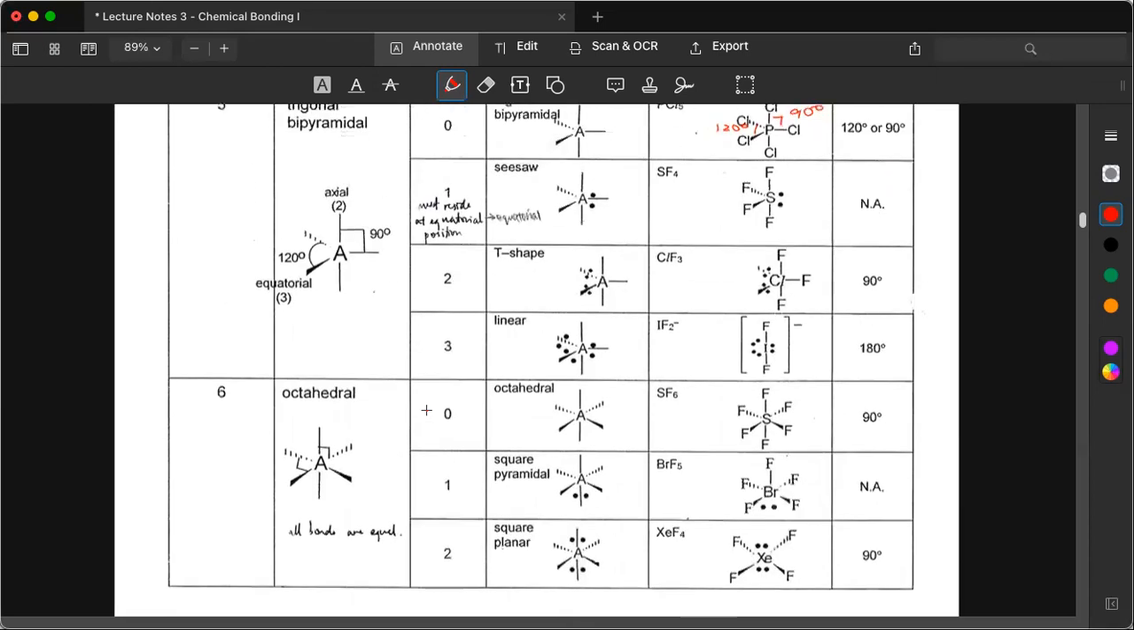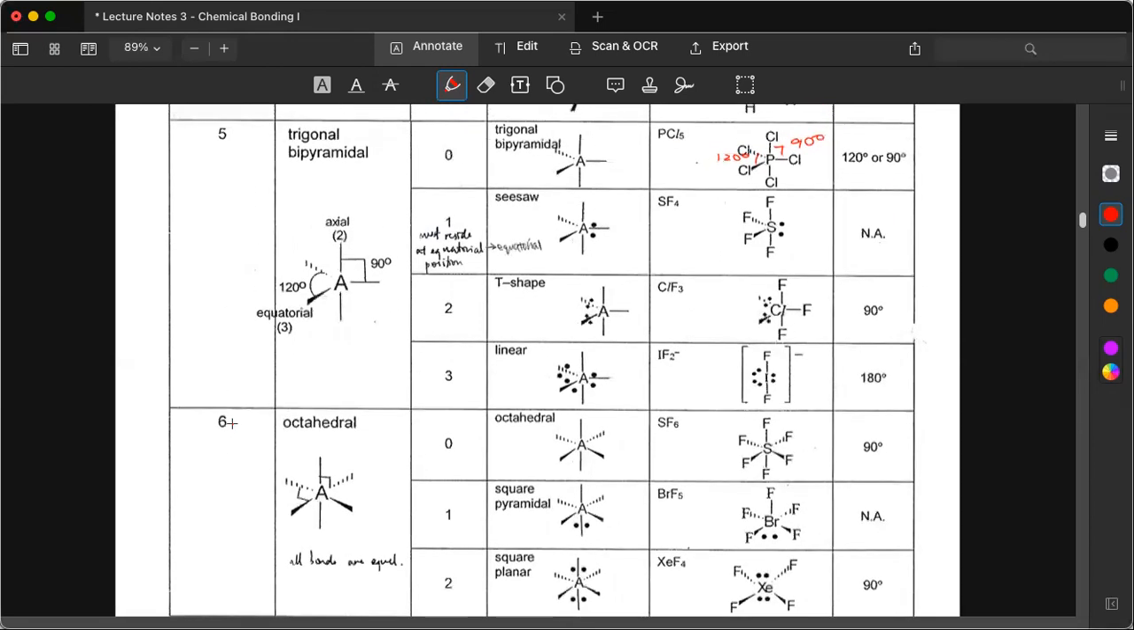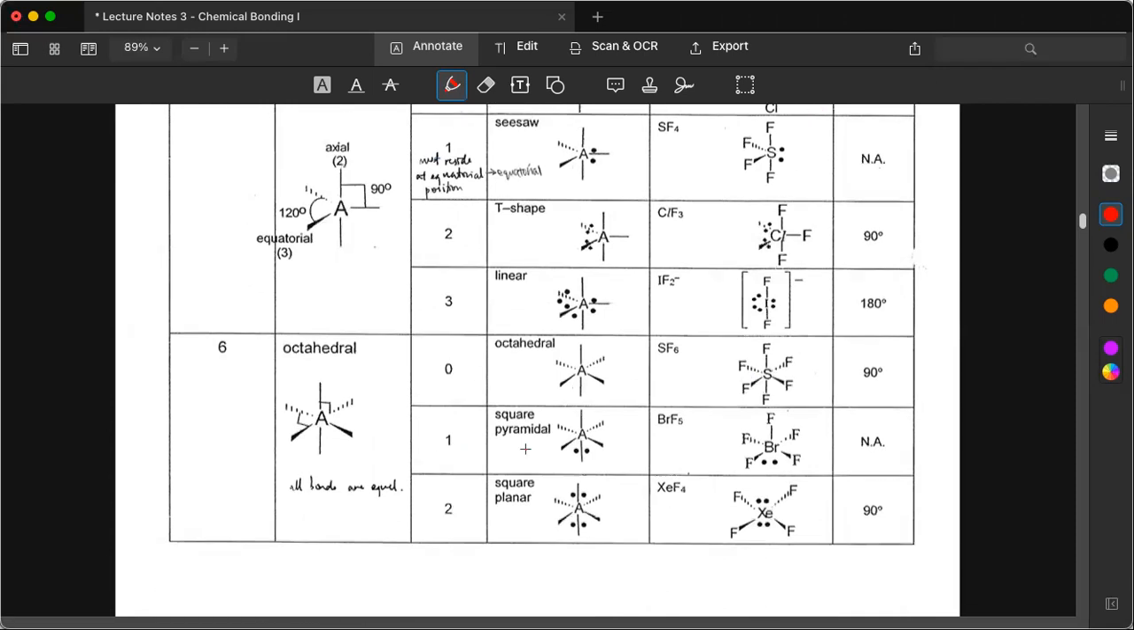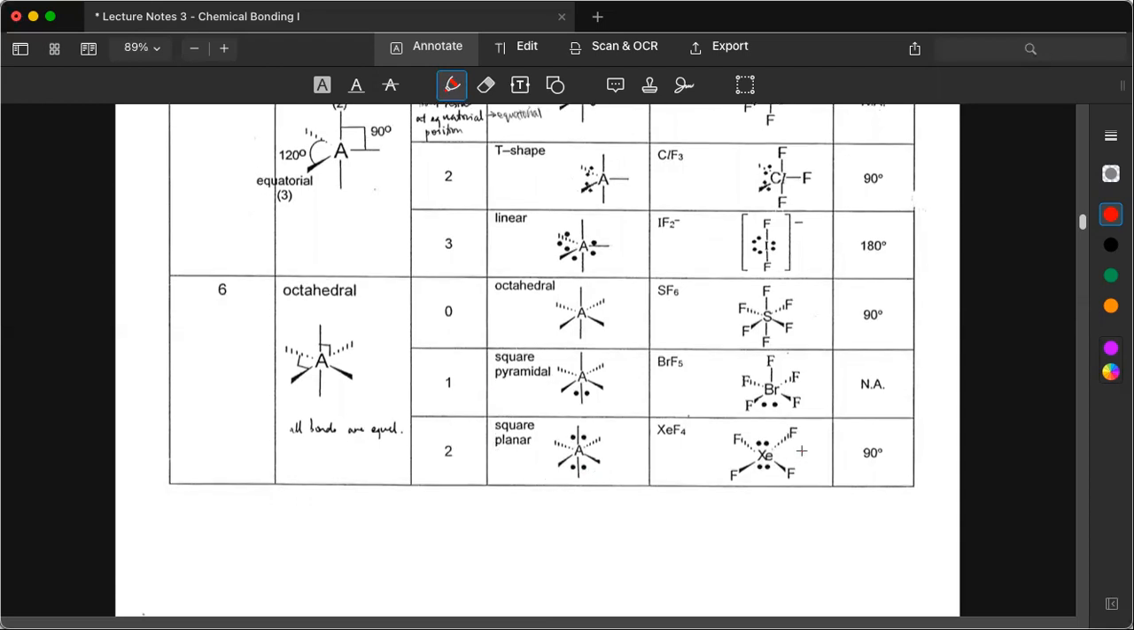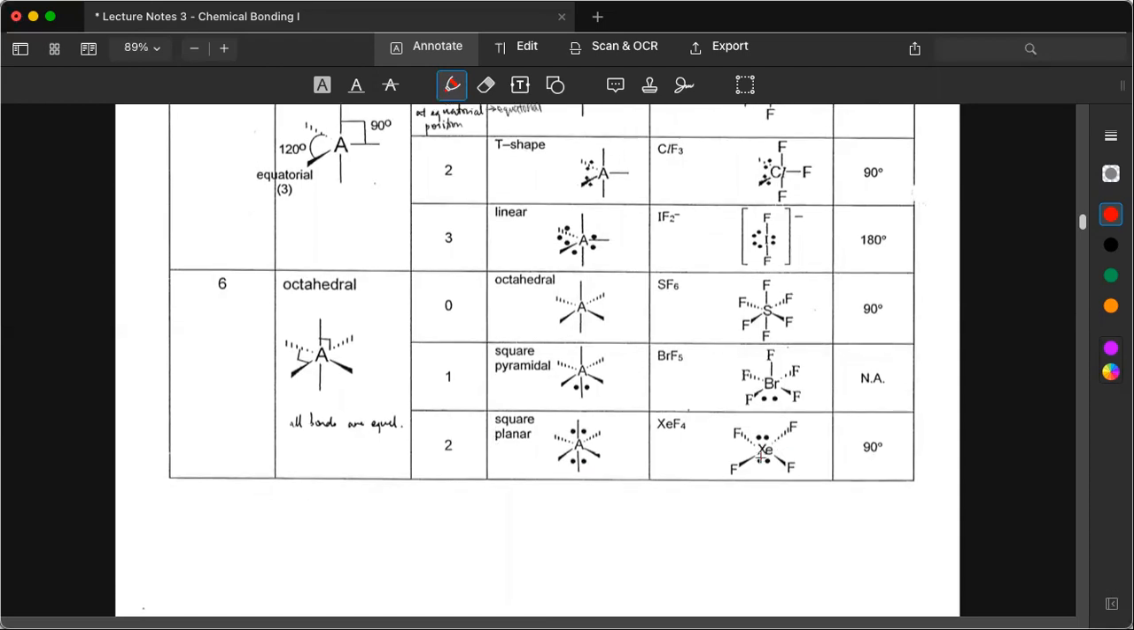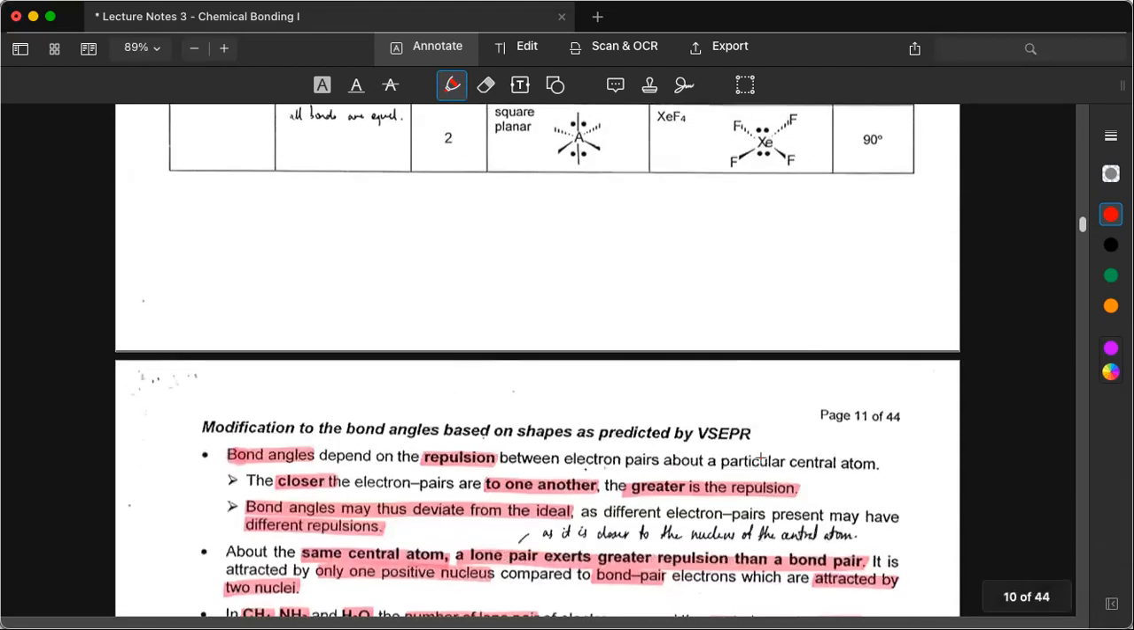Now, moving on to the next one, 6 electron density around the central atom, octahedral, 90 degrees, like SF6, sulfur hexafluoride. If we have 1 lone pair, we describe it as square pyramidal, because we have a pyramid, but it's squarish. And we have 2 lone pairs, square planar, 90 degrees between the atoms.